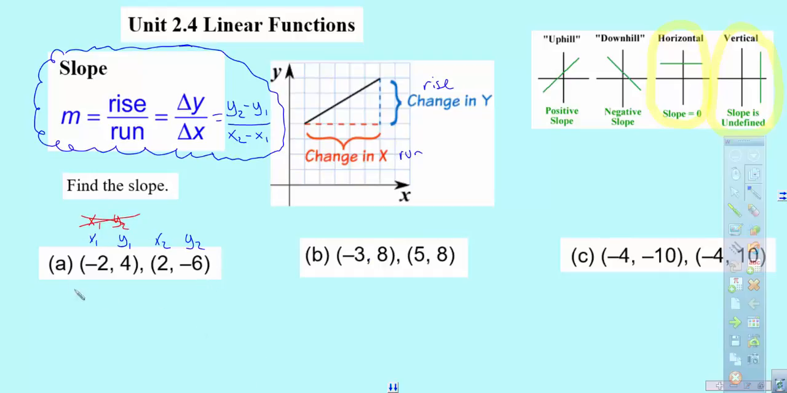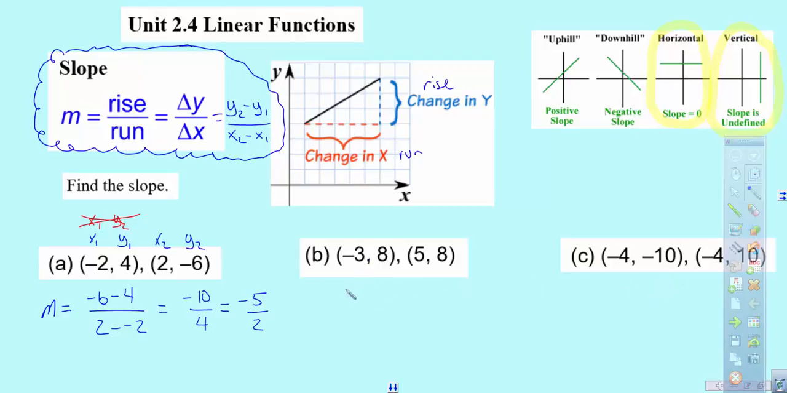Alright, so jumping into our formula, our slope is equal to y2, negative 6, minus y1, over x2 minus x1. So we get negative 10 over 4, which simplifies to negative 5 over 2. Jump into the next one, and if you want to hit pause right now and work the next two out and see what you get, that'd be fantastic.